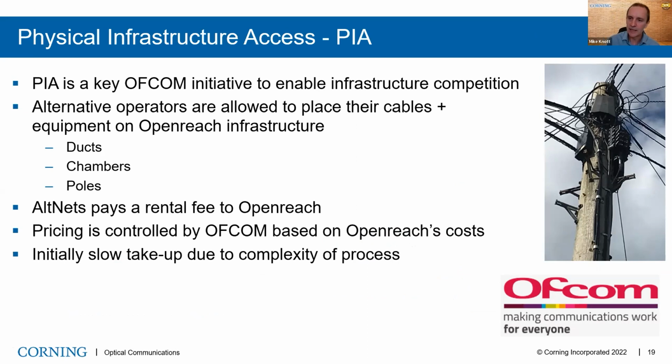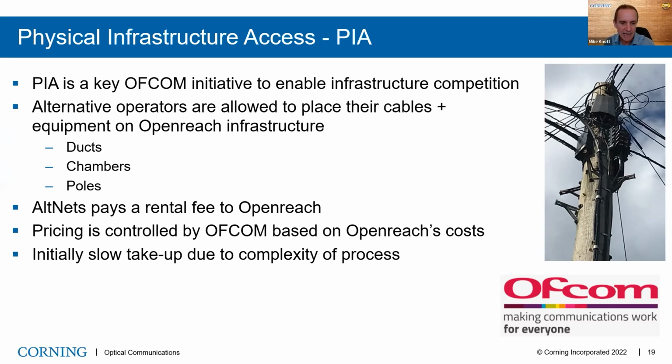OFCOM recognise that the cost of digging the holes in the ground is a huge proportion of the cost of a fibre to the home network, potentially 70 to 80%. And to enable competition and to release the significant market power that Openreach have with this asset, they open up the asset to alternative operators. Of course, AltNets have to pay a rental fee to Openreach. That pricing is controlled by OFCOM. It's all based on Openreach's costs.